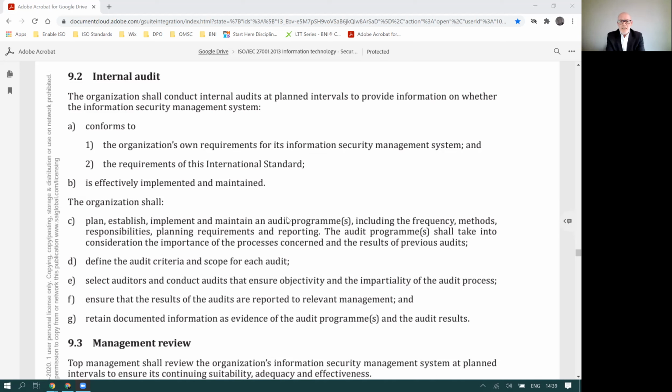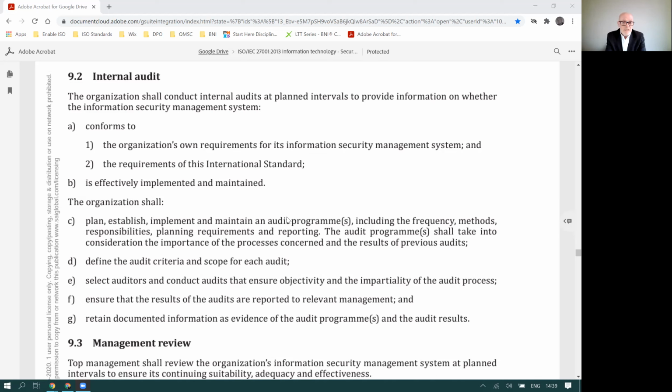The organisation shall conduct internal audits at planned intervals to provide information on whether the information security management system A, conforms to 1. The organisation's own requirements for its information security management system, and 2. The requirements of this international standard. B, is effectively implemented and maintained.